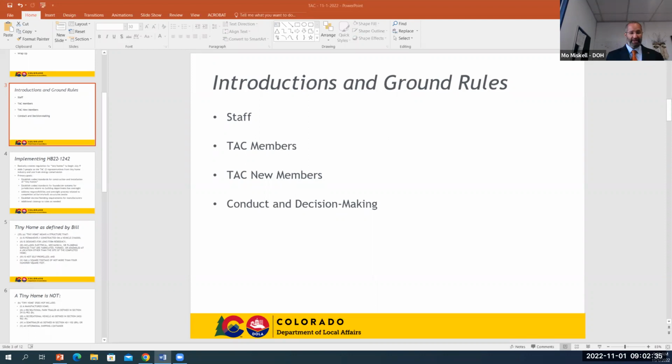So the last item here on this page of the slideshow is regarding conduct and decision making. For those of you who are new to TAC or those who've been on the TAC for some time, this is a reminder that this body is not a decision-making body, right? So anything that comes out of this meeting, in essence, has the force of nothing other than a recommendation. Doesn't mean it's not important work. It's very important work, but whatever comes out of it doesn't mean it's actually going to happen. So I want people to understand that.